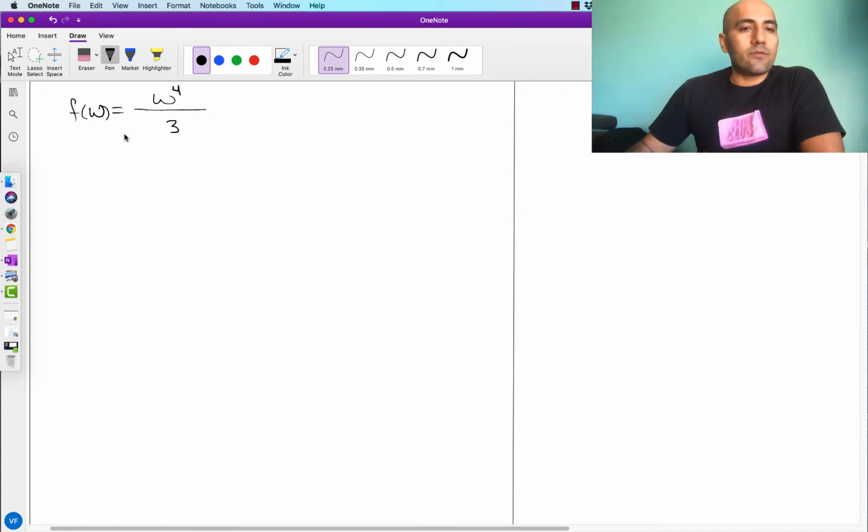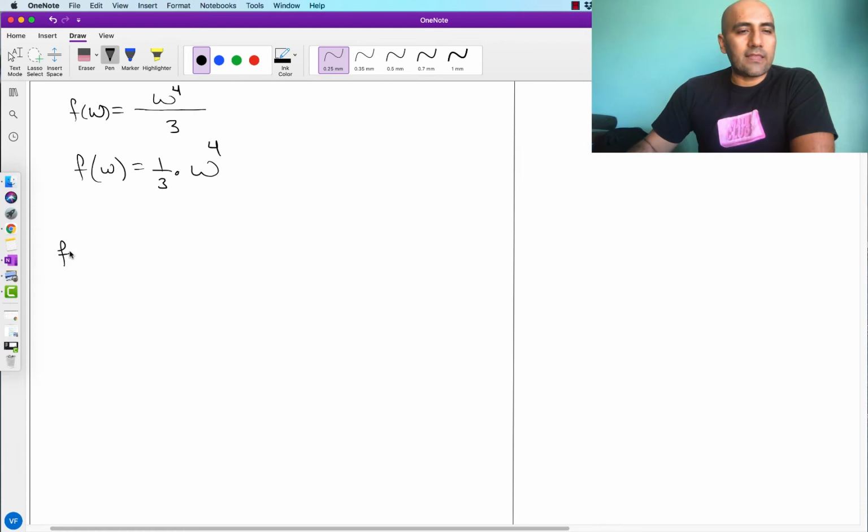Say f of w equals w to the 4th power over 3. Remember, x is just a dummy variable. There's nothing special about it. So instead of x, we can use w. Okay, so then again, we can think of this as a constant times w to the 4th power. So this is the same thing as one-third w to the 4th power.